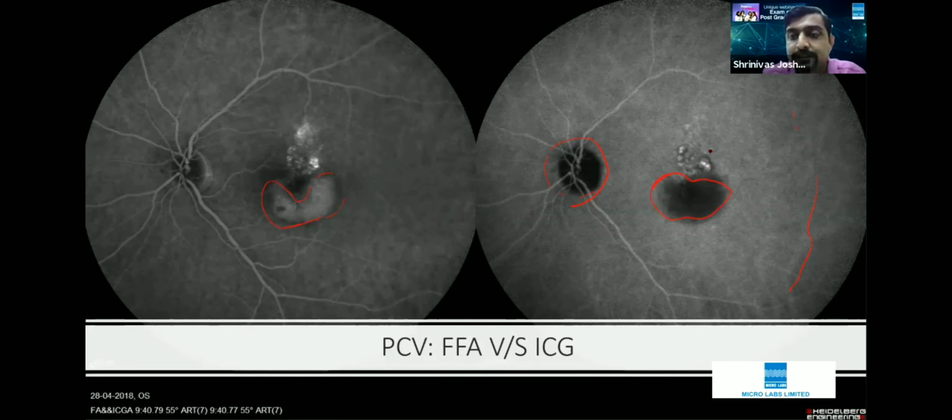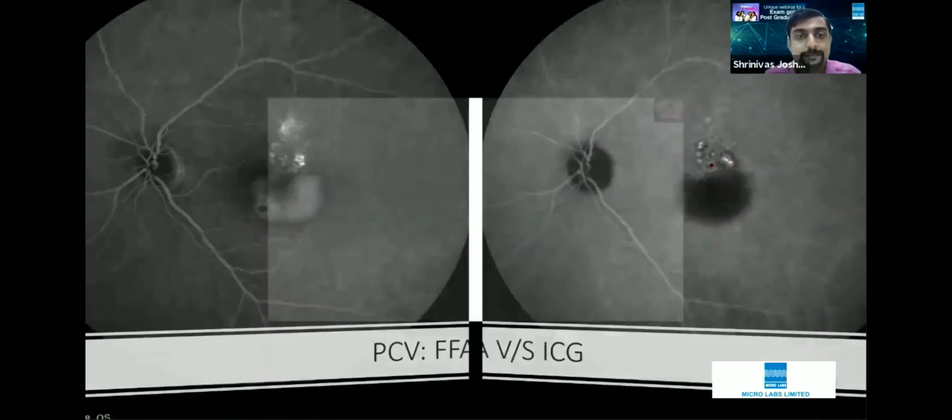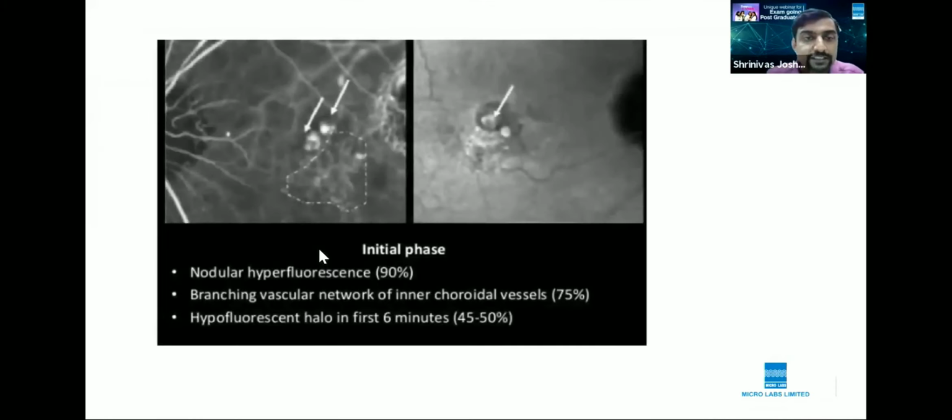And you can see some bright hyperfluorescence here, which are basically the polyps. So this is a case of PCV. You can see here the nodular hyperfluorescence. And what is this? This is nothing but the BVN, that is the branching vascular network.